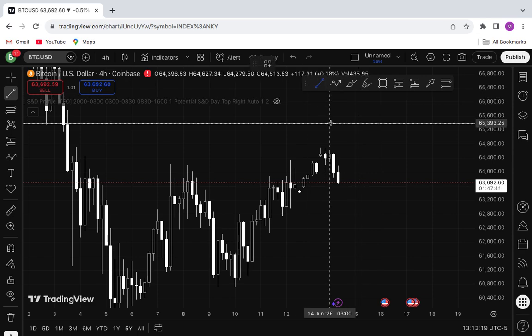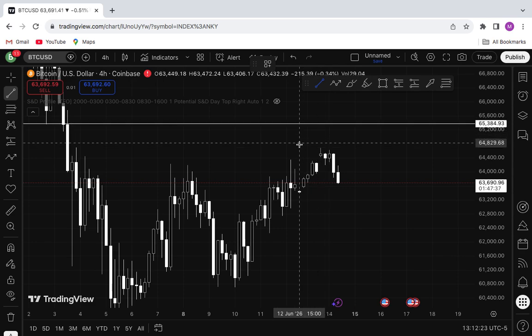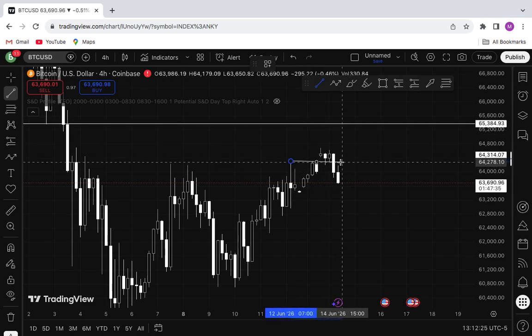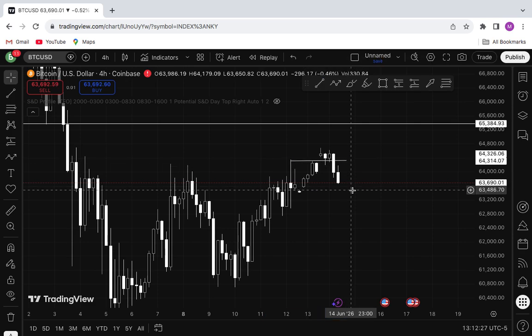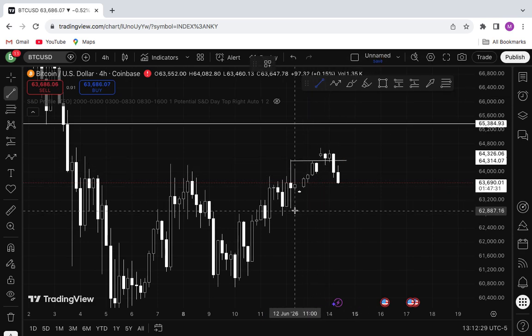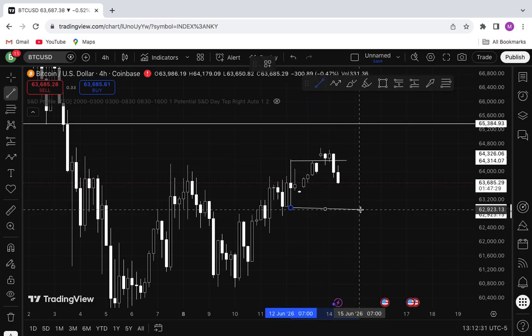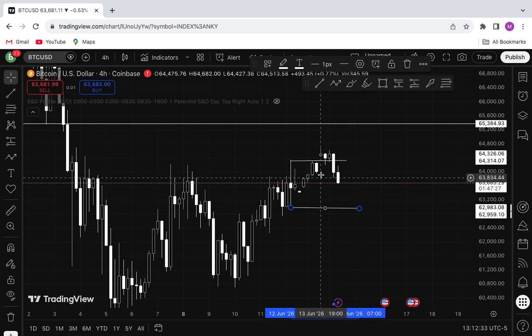So now you understand, as a range trader, that's why I always say you need to understand what ranging is, because we are range traders. So as a range trader, I am trading this 4-hour range. And why am I trading this 4-hour range? Because I have seen price tap this level.